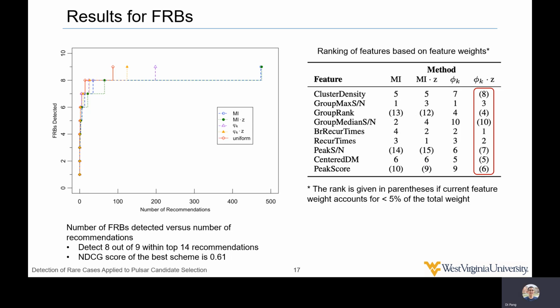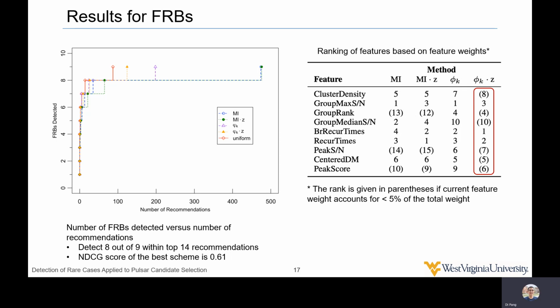So for FRBs, it turns out that they are more distinguishable from non-astrophysical pulses than low SNR pulsars. And uniform weighting outperformed all other feature weighting methods. In practice, one can expect to find 8 out of 9 FRBs by inspecting the top 14 recommendations of each target. The NDCG score is also much higher at 0.61.